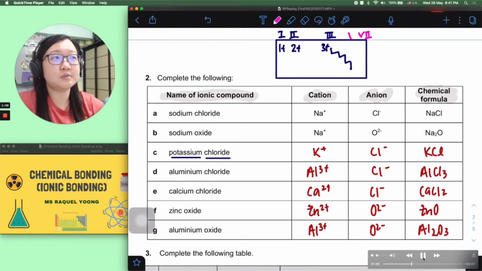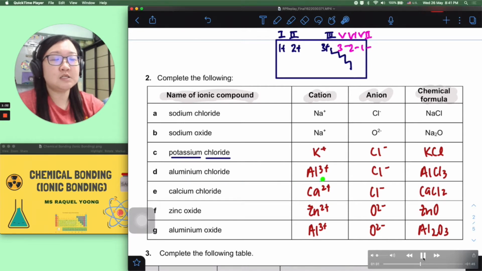Okay, group 7, group 6, and group 5. So group 7 non-metals will form ions with a 1 minus charge, followed by 2 minus and 3 minus. Okay, so with this simple table to refer to, it's very easy for you to get the cation and anion with the correct charges.